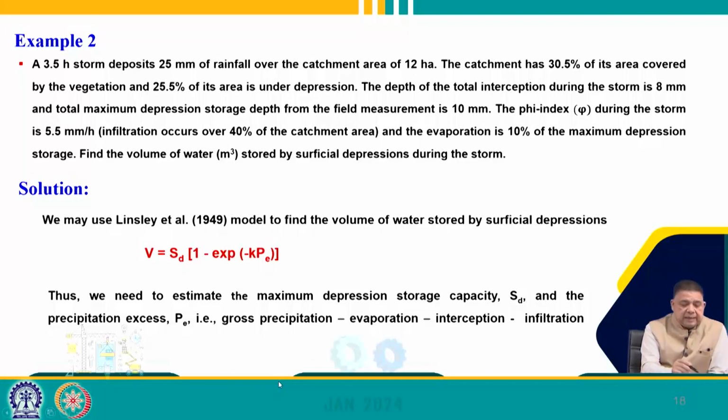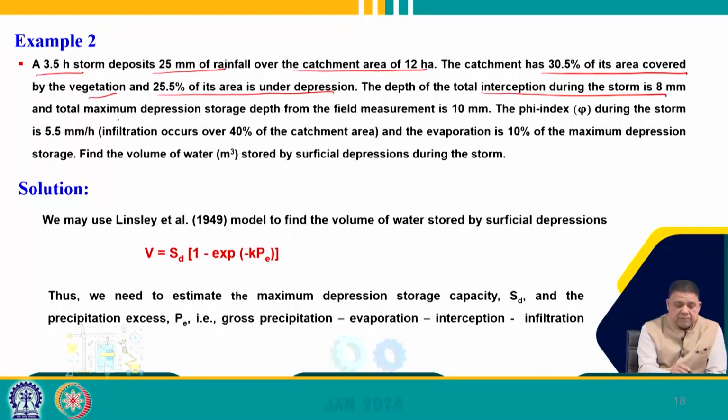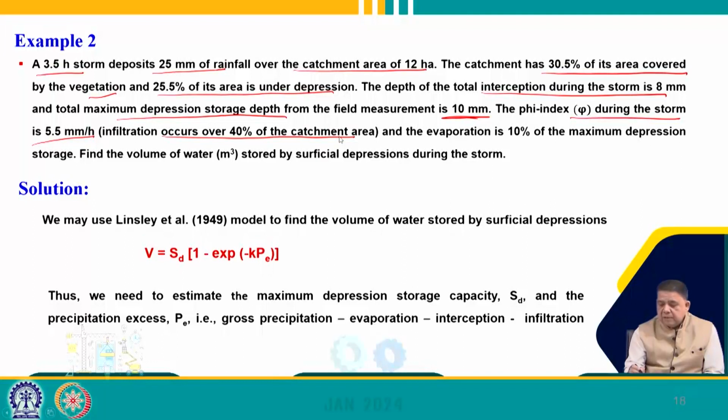Now, we have an example. A 3.5 hour storm deposits 25 millimeters of rainfall over a catchment area of 12 hectares. The catchment has 30% of its area covered by vegetation and 25.5% of the area is under depression. Depth of total interception during the storm is 8 mm, and total maximum depression storage depth from the field measurement is 10 mm. The phi index during the storm is 5.5 millimeters per hour and infiltration occurs over 40% of the catchment area. Evaporation is 10% of maximum depression storage.